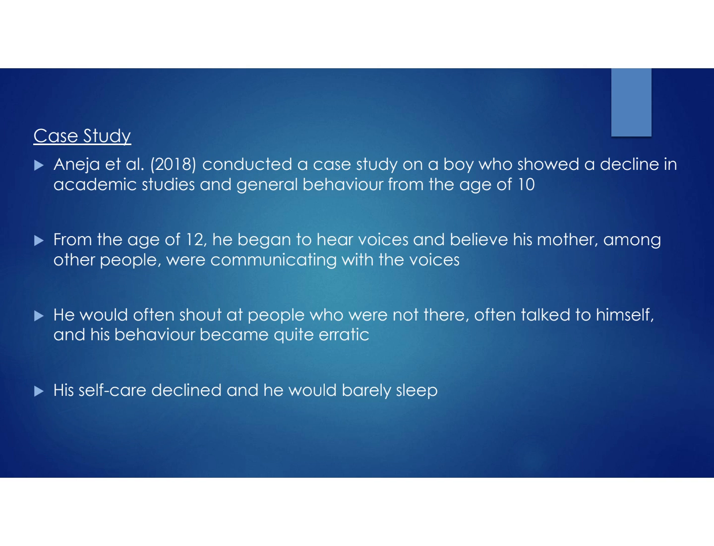So this is in 2018 by Anija, and it was on a boy who was 10 years old who started showing decline in his academic studies and general behavior. And it was around 2 years later, by the age of 12, where he really started showing some symptoms of schizophrenia. For example, auditory hallucinations, where he started to hear voices, and he believed that his mother, along with other people, could communicate with these voices. He would often scream and shout at these voices or at people who weren't there. He talked to himself a lot. He became quite erratic. His self-care declined, wouldn't be sleeping much.